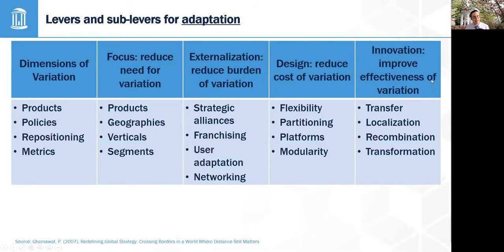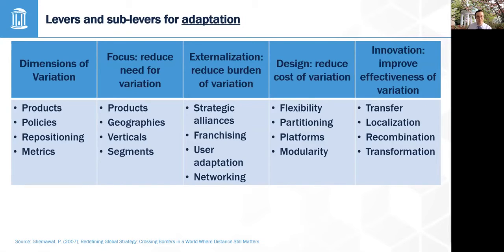With improving the effectiveness of variation, there are 4 strategies here. Transfer is taking adaptations from one place and applying them to somewhere else that's similar. So if you're a US company and you've adapted your product for Costa Rica, rather than starting from scratch to adapt your product for Nicaragua, you can take the adaptations you used in Costa Rica and bring them to Nicaragua. So that's an example of transfer.